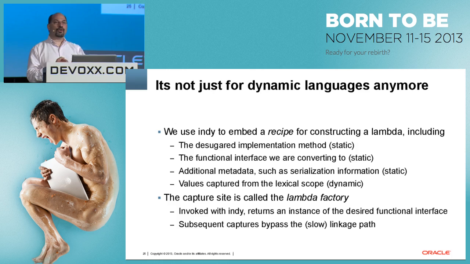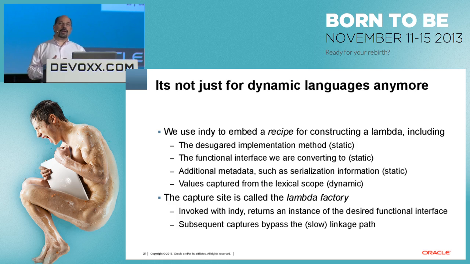So a method handle for that body is going to be one of the static arguments to the Bootstrap. The functional interface type that we're converting the lambda to, like Predicate, that'll be one of the static arguments to the Bootstrap. Any other information we want to pass about how to make this lambda, like for example, the code writer has asked that this lambda be serializable, that would be static information we could put in the static argument list for the Bootstrap.